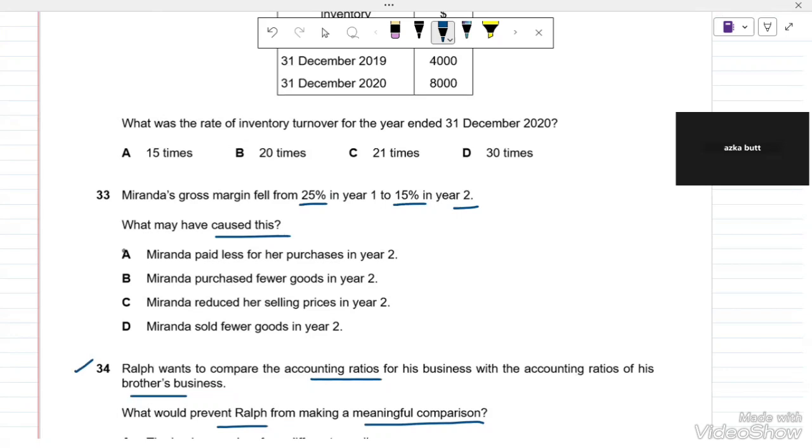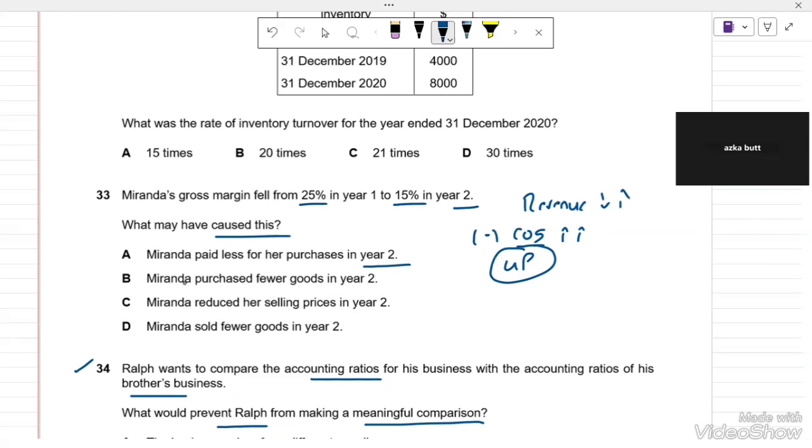So now let's read the options. The first option is that Miranda paid less for her purchases in year two. So maybe just remember what the trading section of the income statement looks like. First of all, we have the revenue. After it, we have to deduct the cost of sales, and at the end we will have the GP. So if GP fell from 25 to 15, it means that something happened. Maybe cost of sales increased and revenue decreased, or maybe the revenue is increasing but the cost of sales is also increasing, something like that. So it means that your GP margin would be declining. So that's why there should be a corresponding decrease in the cost of goods sold with the revenue.